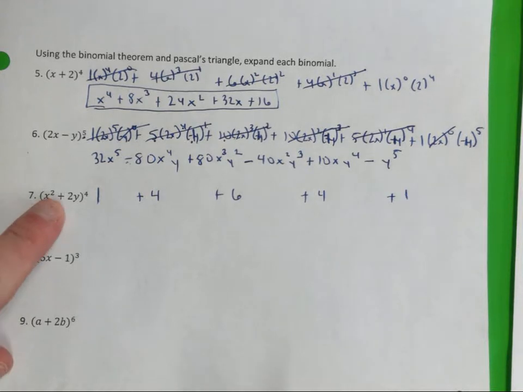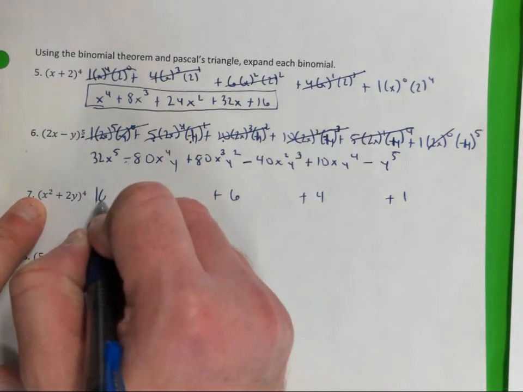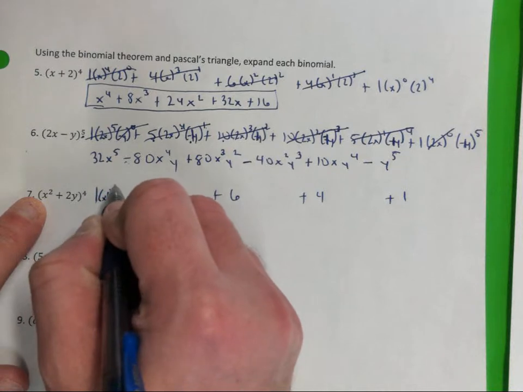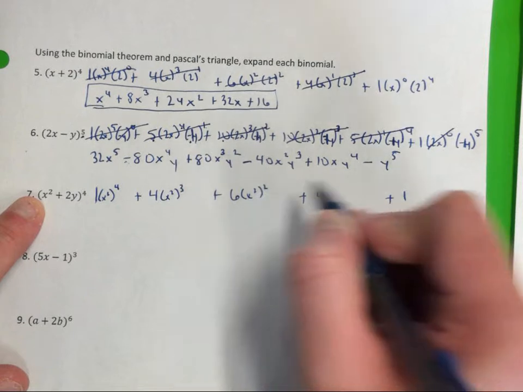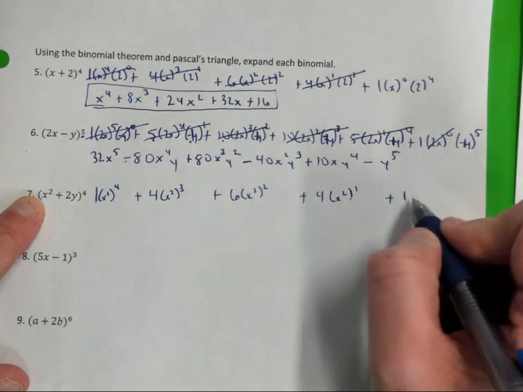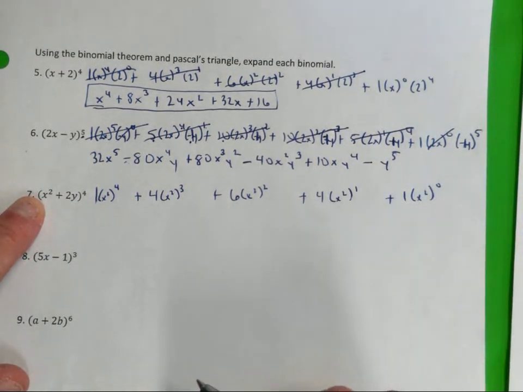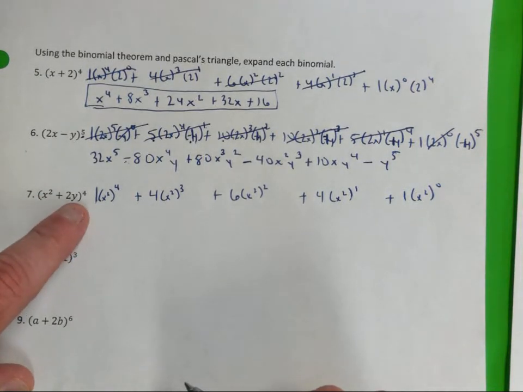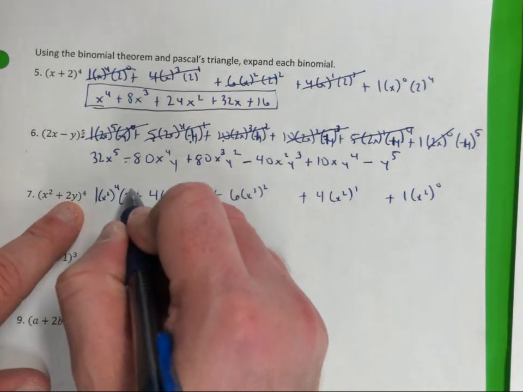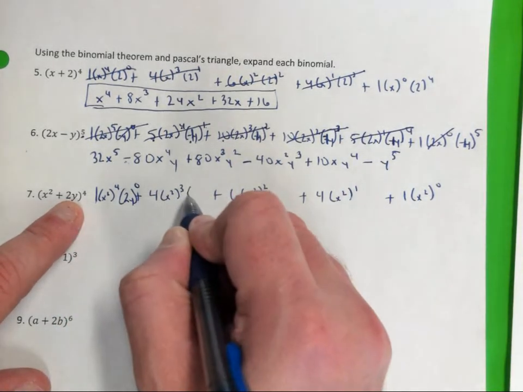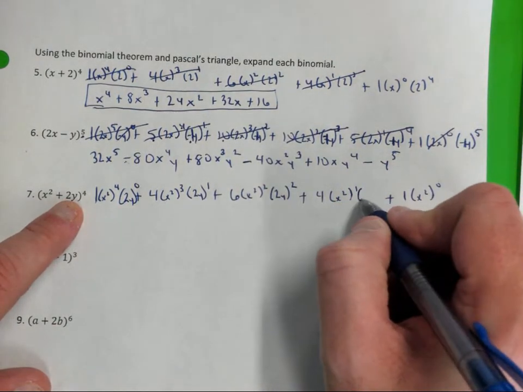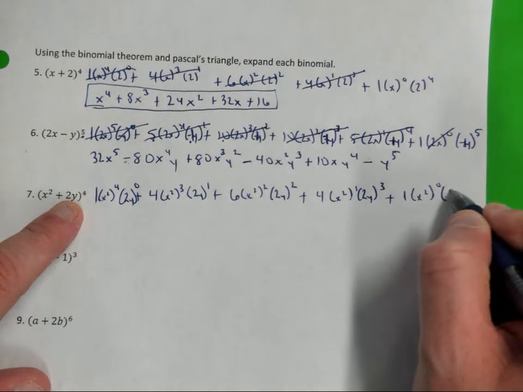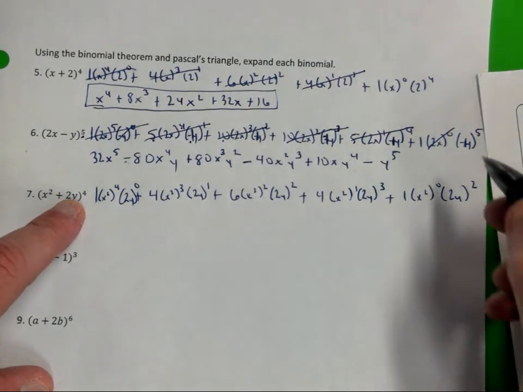Which one will I start with? X squared or 2y? X squared. And I'm going to raise that to what power? 4 or 0? 4. Then I'm going to do x squared raised to the third, x squared raised to the second, x squared raised to the first, x squared raised to the 0. Then I'm going to go back and handle the 2y. That's positive, so I'm going to put 2y raised to what? 0. 2y raised to the first, 2y raised to the second, 2y raised to the third, 2y raised to the fourth.